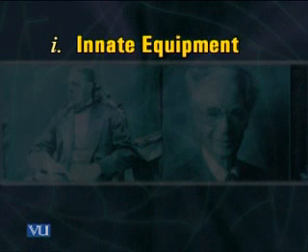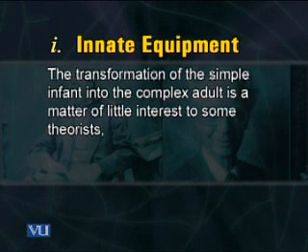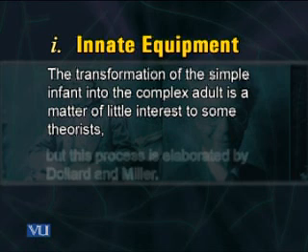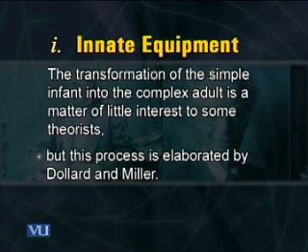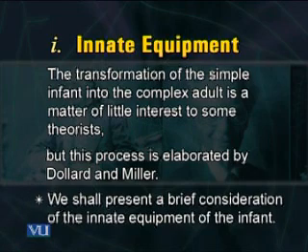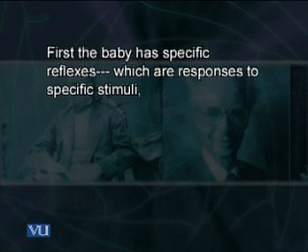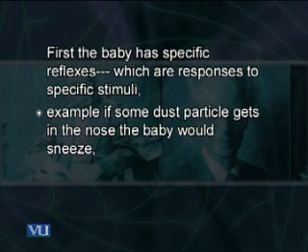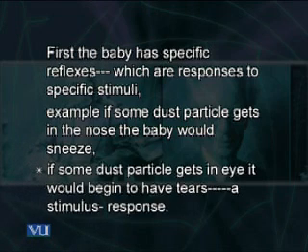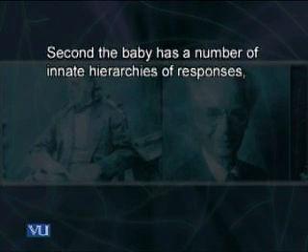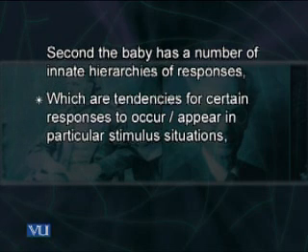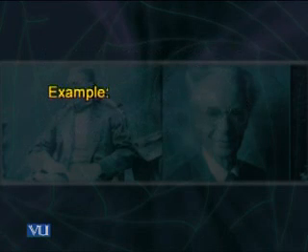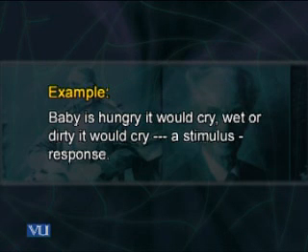So, the first thing is innate equipment. The transformation of the simple infant into a complex adult is a matter of little interest to some theorists. But this process is elaborated by Dollard and Miller. We shall present a brief consideration of the innate equipment of the infant. First, the baby has specific reflexes which are responses to specific stimuli. Example, if some dust particle gets in the nose, the baby would sneeze. If some dust particle gets in the eye, it will begin to have tears, a stimulus response situation. Second, the baby has a number of innate hierarchies of responses which are tendencies for certain responses to occur in a particular stimulus situation. Example, if the baby is hungry, it would cry; wet or dirty, it would cry. Again, a stimulus response situation.